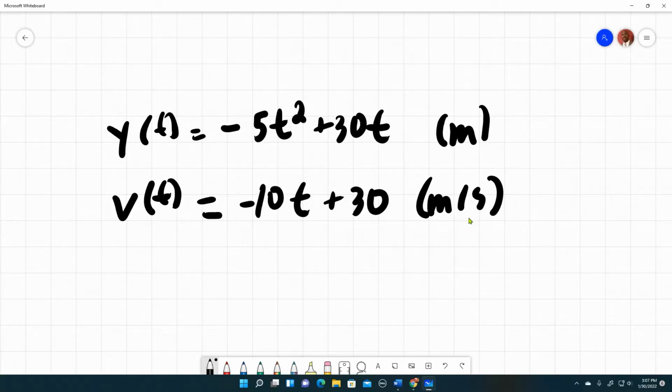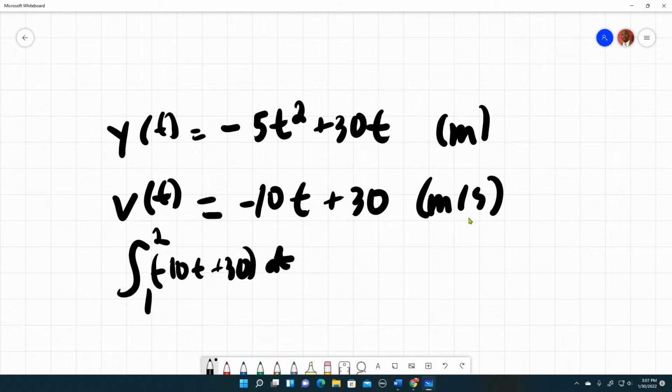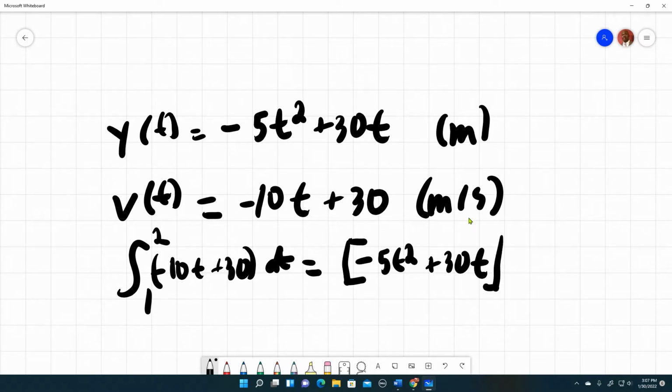So we're going to integrate v of t, which is negative 10t plus 30 dt, from 1 to 2. And so the integral here would be negative 5t squared plus 30t. And I know what you're saying. You're saying that was just y of t. Yes, indeed it was, because when you integrate velocity, you get position. And we're going to evaluate it from 1 to 2.